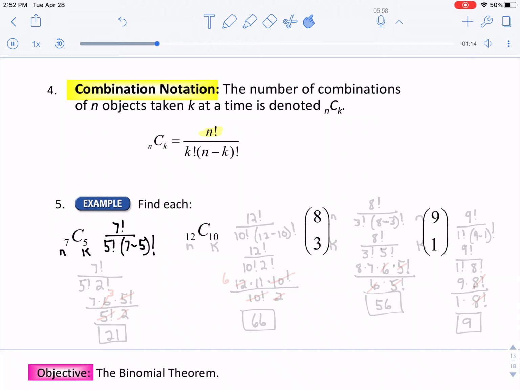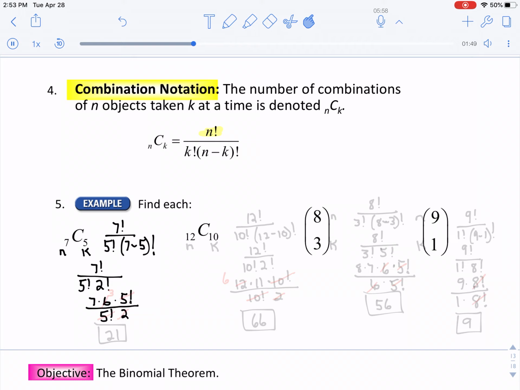Now, the numerator is going to stay 7 factorial. The denominator is going to be 5 factorial times 7 minus 5, which is 2 factorial. Now, in the numerator, I have 7 factorial, which I'm going to rewrite as 7 times 6 times 5 factorial, all over the denominator, 5 factorial times 2 factorial, but I'm not going to write 2 factorial. 2 factorial is just 2 times 1, and 2 times 1 is 2.